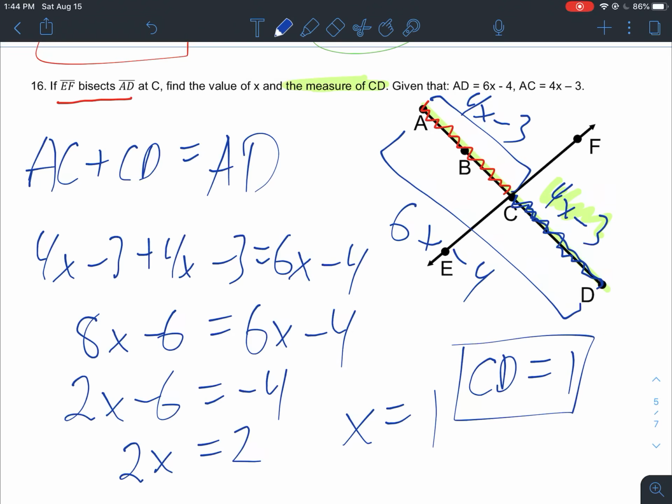And that's it for 1.2. Again, I would advise you at this point to stop and do the 1.2 homework and check back here for section 1.3.